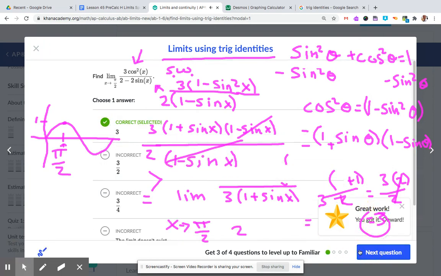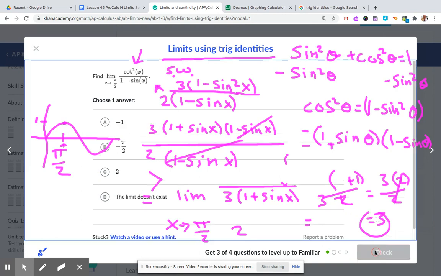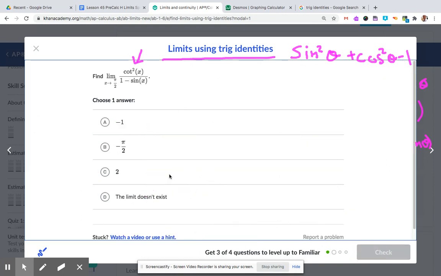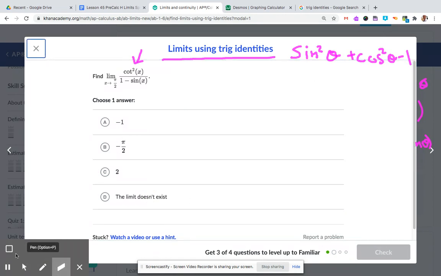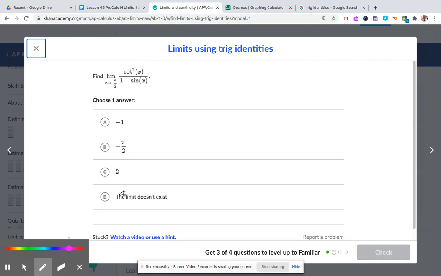Okay. So the trick is you got to manipulate it in some way to cancel out the issue. Let's look at the next one. See how I would get started. All right, so we have a cotangent, and we have 1 minus sine. So I'm going to be looking for how cotangent squared is related in some way to sine.